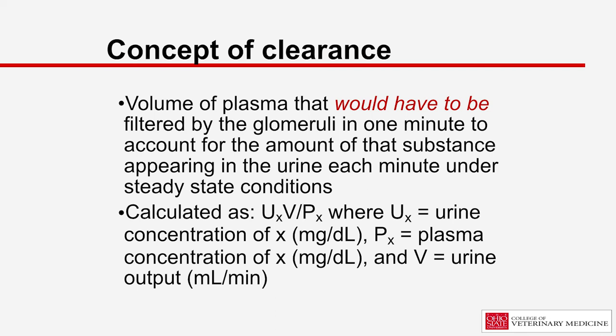So what is clearance? The definition of clearance is the volume of plasma that would have to be filtered at the glomeruli in 1 minute to account for the amount of that substance in milligrams per minute that's appearing in the urine under steady state conditions. So it's a complicated kind of definition, but the formula for how you would calculate that volume of plasma would be the urine concentration of X times the urine flow rate in mLs per minute divided by the plasma concentration of X. That would tell you the mLs per minute of plasma that would have to be filtered up the glomeruli to account for the amount that's appearing in the urine.